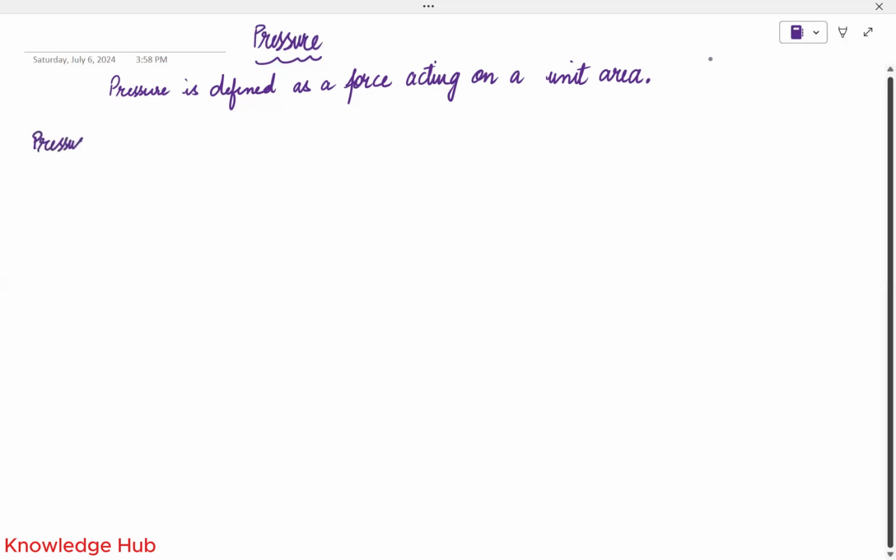So what is basically pressure? Pressure is defined as a force acting on a unit area. So it is basically a force that is acting on a unit area. So first of all, we are going to discuss the pressure for solids.